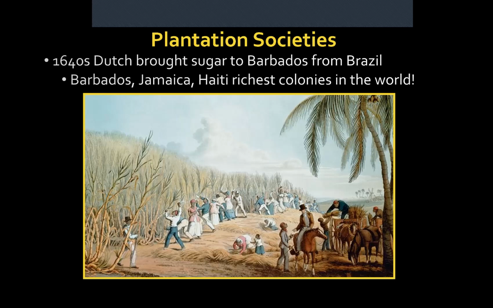France gave up most of Canada just for Haiti because of how much value the sugarcane and the sugar brought to those countries.